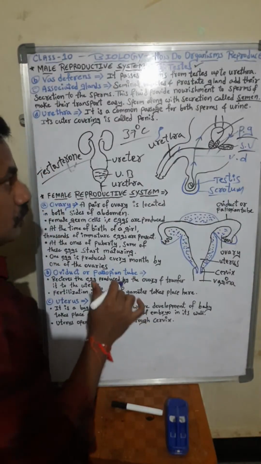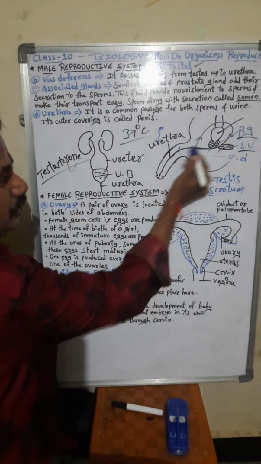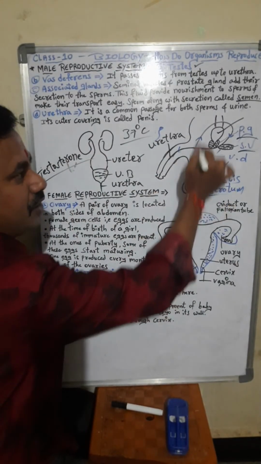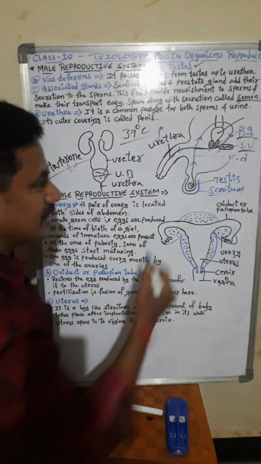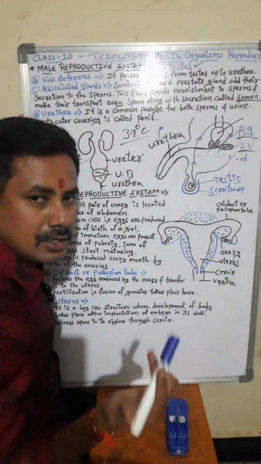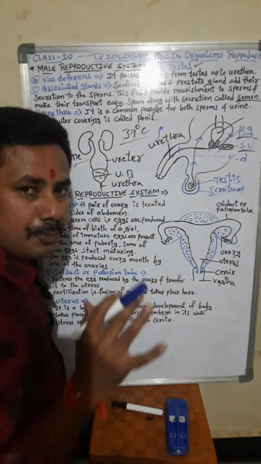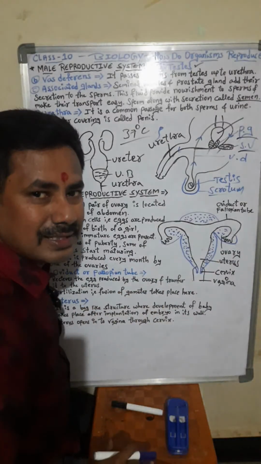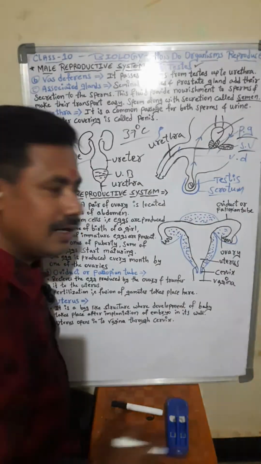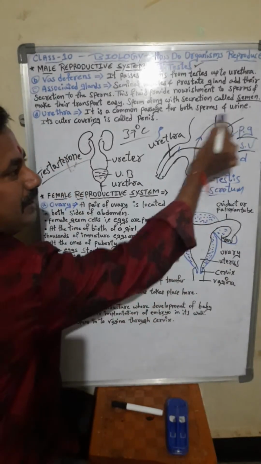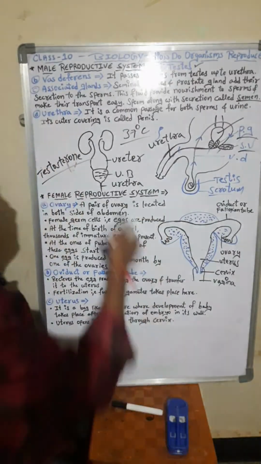Okay, next, urethra. Urethra is remaining. Testis is over, vas deferens is over, associated glands is over. The remaining thing is urethra. Male reproductive system is very simple and very easy, but female reproductive system is more complex than male, students. It is very highly specialized. Let us see that afterwards. Let's complete this last part of the male reproductive system, that is called urethra.